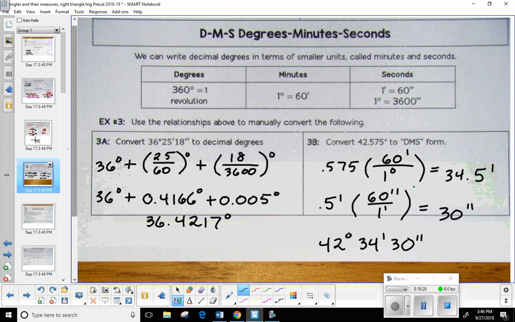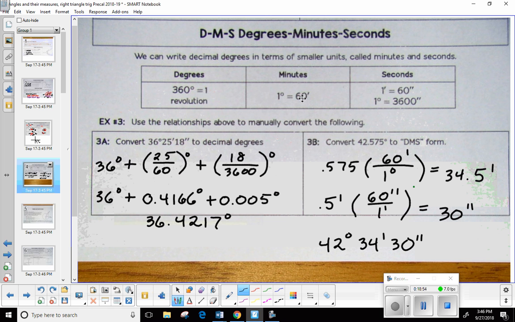Now, if you see a number with the 1 tick mark, that means minutes. So 1 degree is equal to 60 minutes. So what do you think the 2 tick marks are? Those are seconds. Okay, so 1 minute is 60 seconds. Okay, that makes sense. And then 1 degree is equal to 3,600 seconds. All right. So what we're going to want to do is convert DMS, a degrees, minutes, seconds expression, to decimal degrees and vice versa. Okay, well, we're going to use these ideas in the table above to help me out.